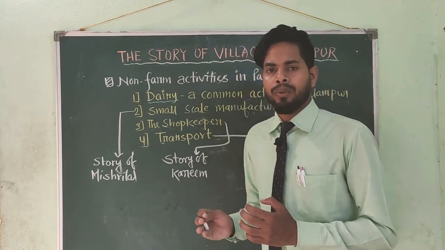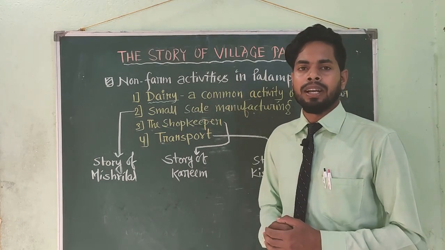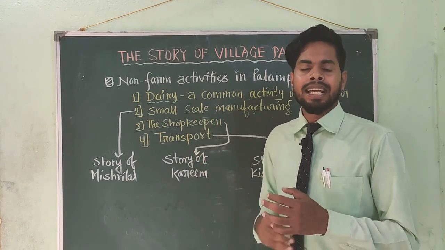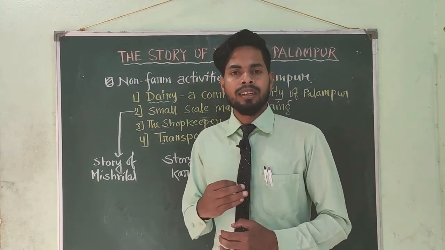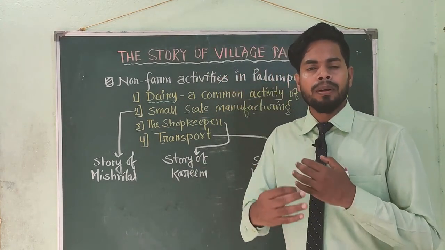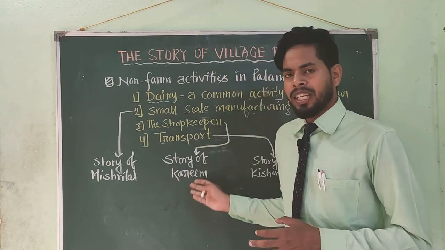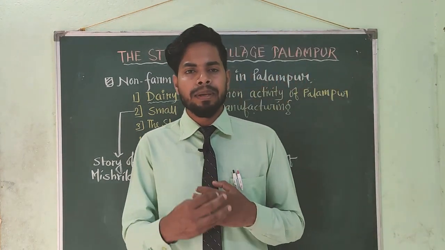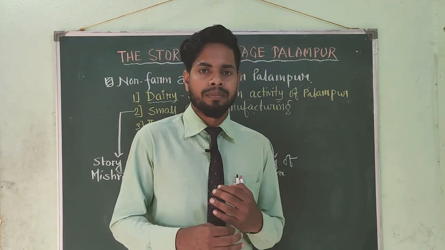So first of all, we discuss the dairy, a common activity of Palampur. Second, an example of a small manufacturing unit. Third, the shopkeepers of Palampur. Fourth, transport, a fast developing sector. So let's start with the dairy.